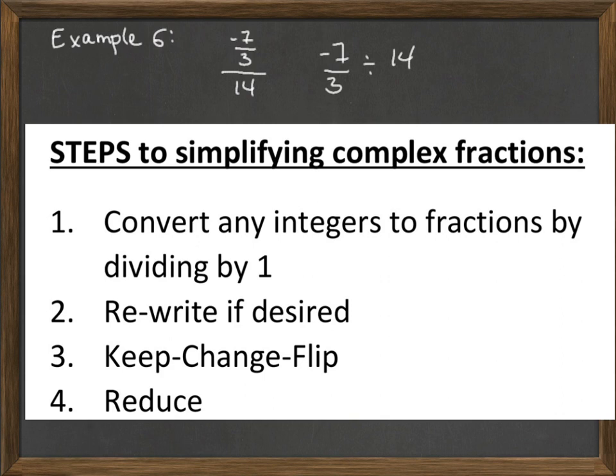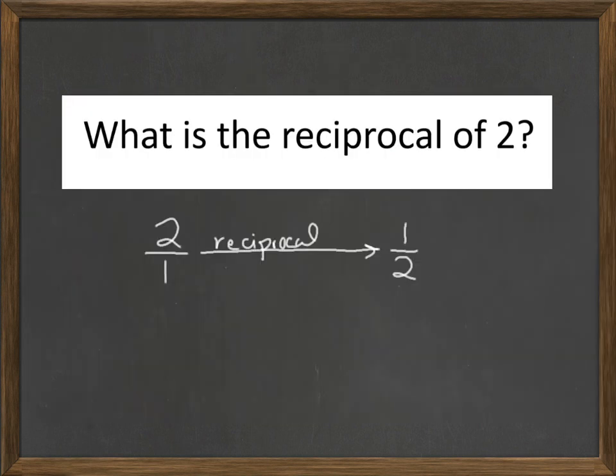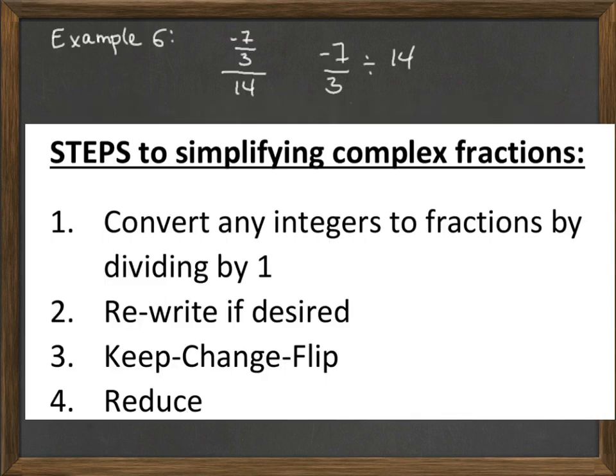Because we don't know, how can I apply keep, change, flip if I don't have anything to flip? Well, what we have to do is we have to remember what we first discussed when we were talking about reciprocals. So remember on this slide when I asked you what is the reciprocal of 2, right? To find the reciprocal, I just put 2/1 and then I flipped it. So we're going to do the exact same procedure in this problem. So 14 right now is just an integer, but I can write it as 14/1. 14 divided by 1 is still 14, so I have not changed the value of it. But what I have done is I have made it possible to apply keep, change, flip.